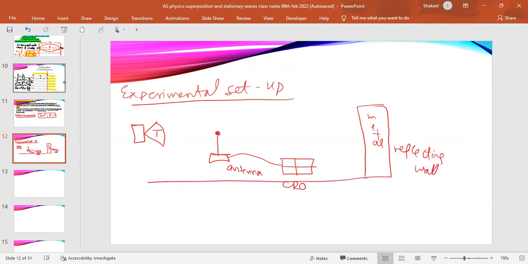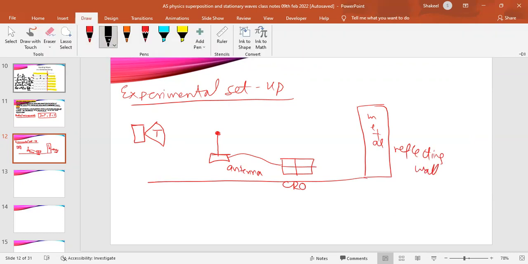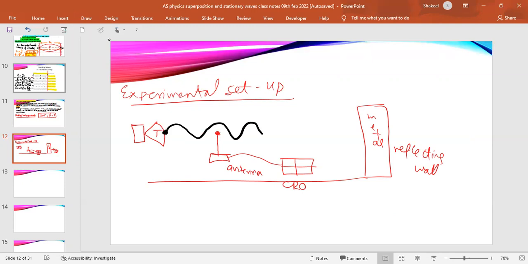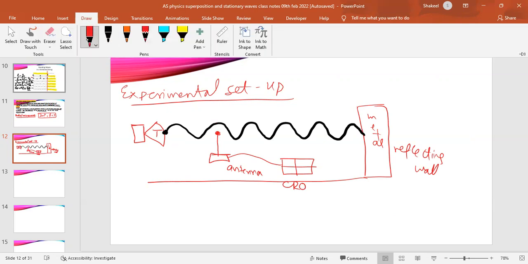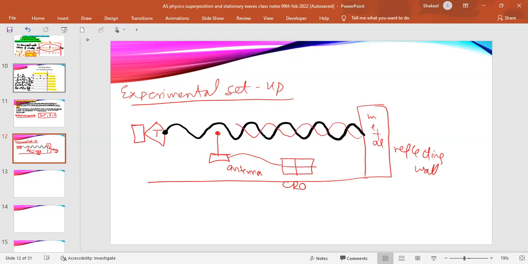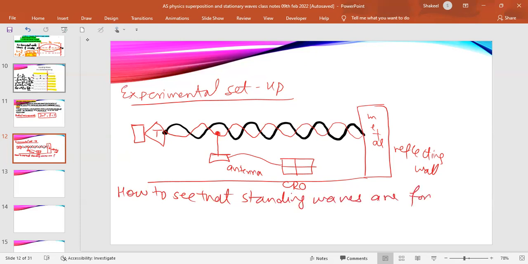Okay. What we will do is we will produce the microwaves or the radio waves from it, and those waves are not visible to us, but let's say they are traveling to the metal surface like that, and when they get back, the reflected wave interacts with the incident wave to make a standing wave. So now the standing waves are formed, but we don't know whether they are formed or not, because we cannot see that. So how to see that standing waves are formed?